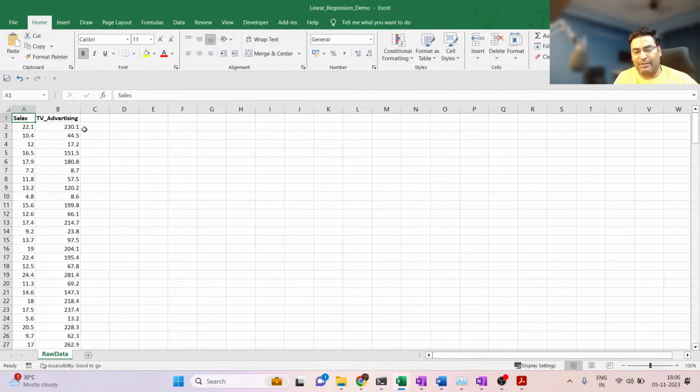If I ask you guys, looking at this data, which column out of these two should be the independent variable and which the dependent variable? Please comment your answer in the chat. Anybody, any answer, guys? Definitely advertising actually leads to sales, not the other way around, right?